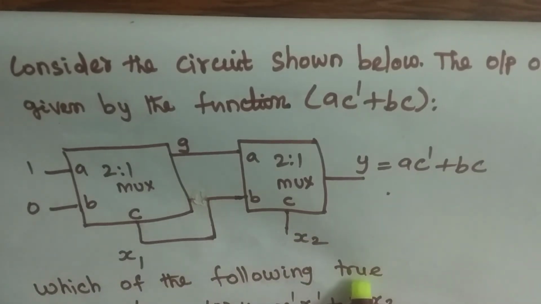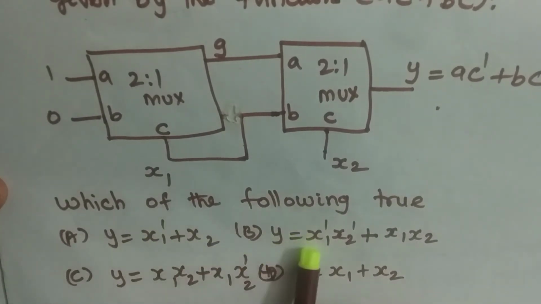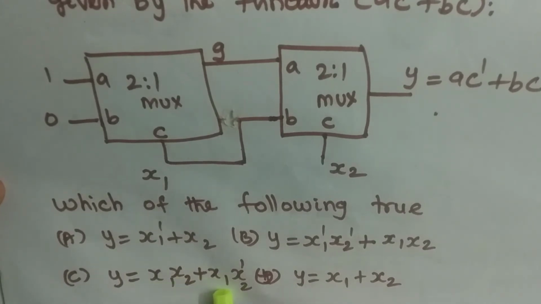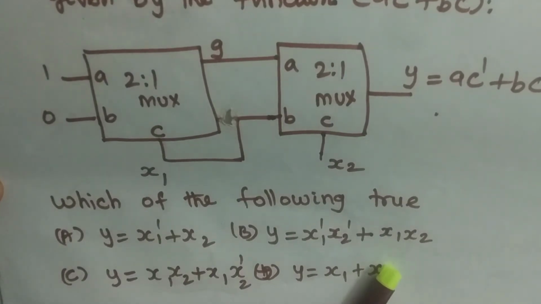Which of the following is true? Y equal to x1 dash plus x2, y equal to x1 dash x2 dash plus x1 x2, y equal to x1 x2 plus x1 x2 dash, y equal to x1 plus x2. Let us see the solution.